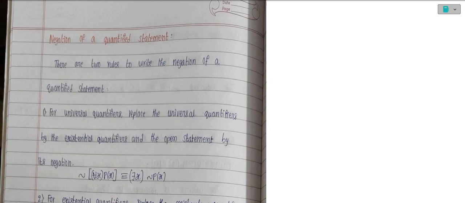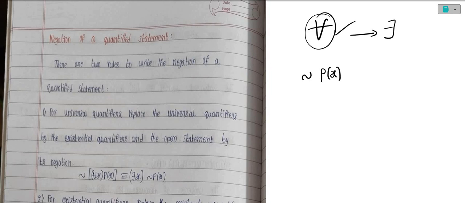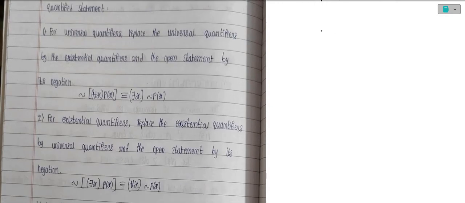Today in this lecture, I am going to explain how to form the negation of a quantified statement. There are two rules to write the negation of a quantified statement. First, for universal quantifiers, denoted with the symbol ∀, replace the universal quantifier by the existential quantifier. So replace this with the 'there exists' symbol and replace the open statement by its negation. Open statement means if we have p of x, we put a negation in front of p of x. This is the first rule. We move on to the second rule.